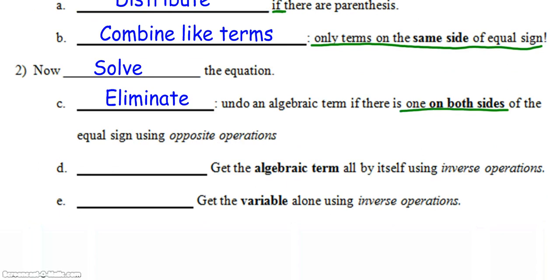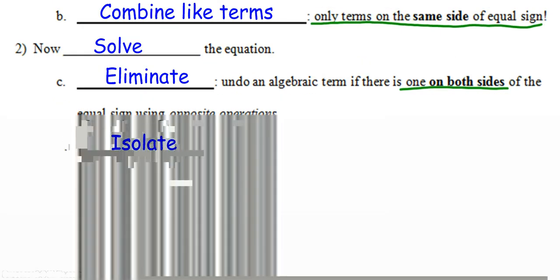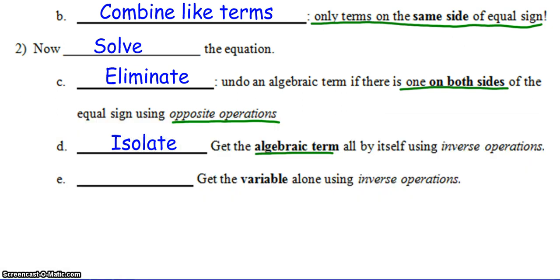Remember, you can't have a letter on both sides of the equal sign. Eliminate that, and we're going to use operations to eliminate things. Then we're going to isolate the algebraic term by getting it all by itself, using inverse or opposite operations. And then finally we're going to solve.